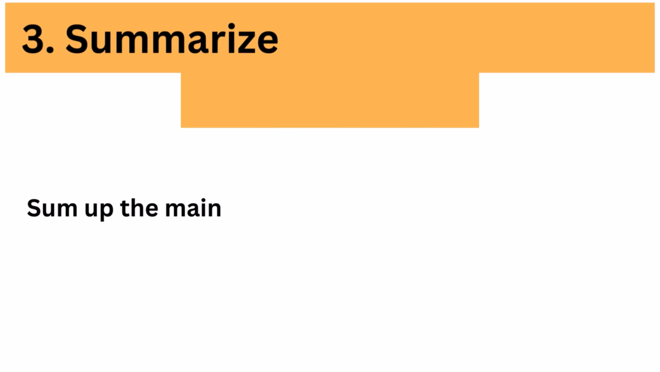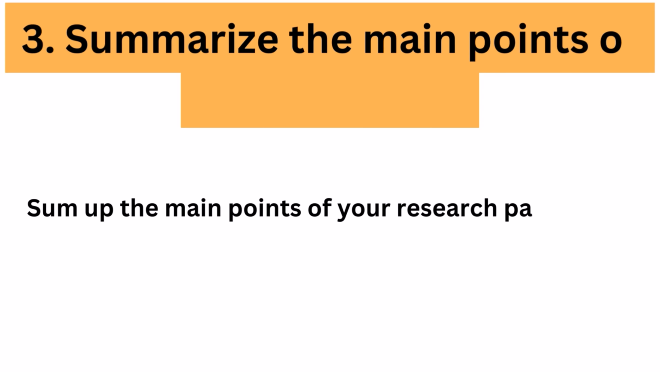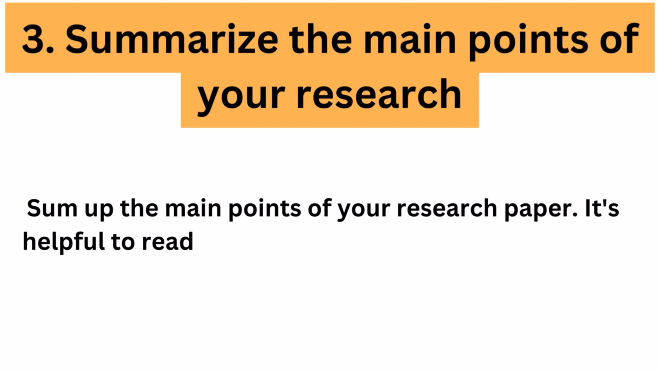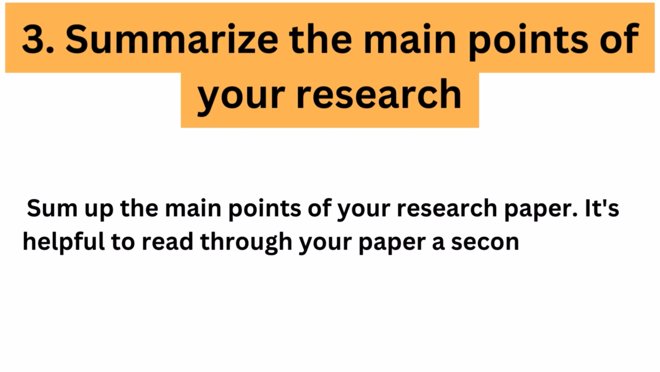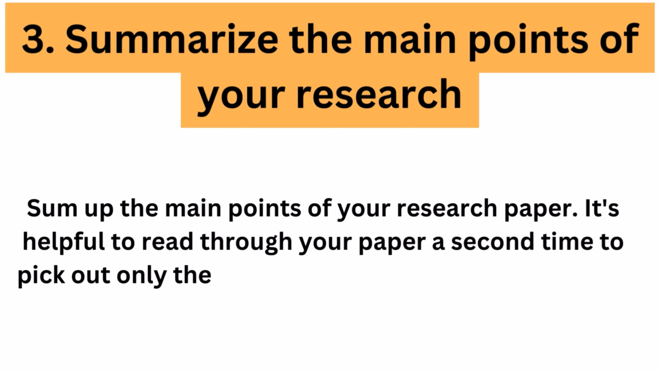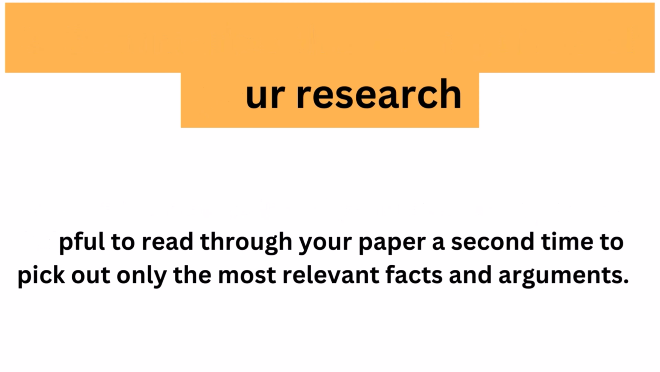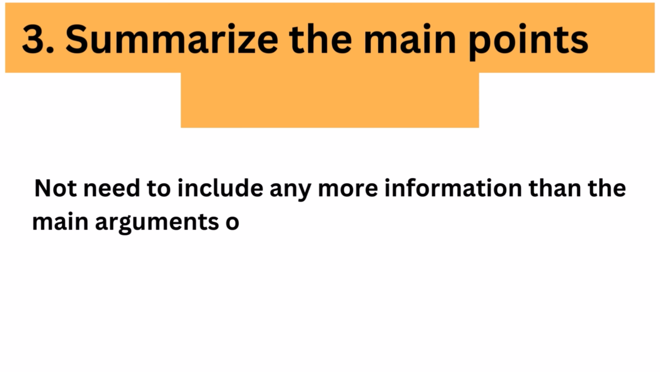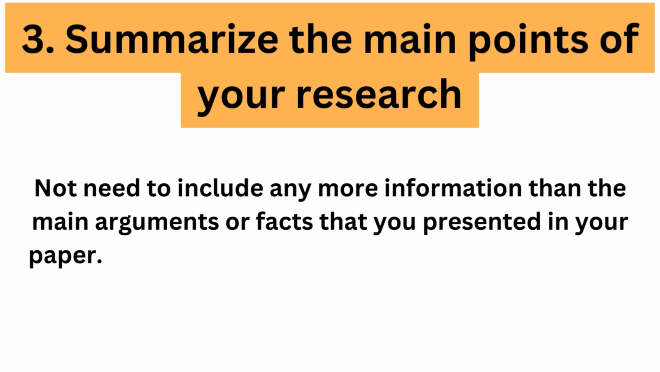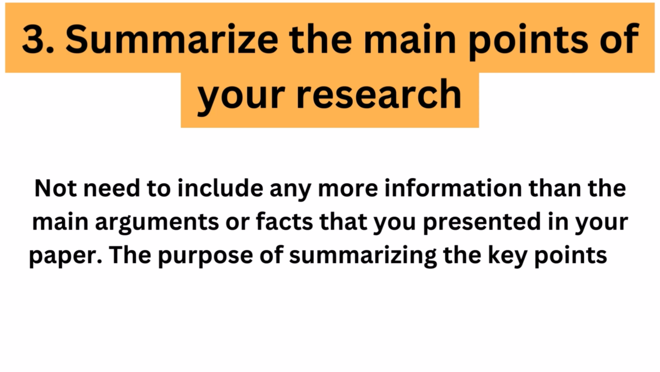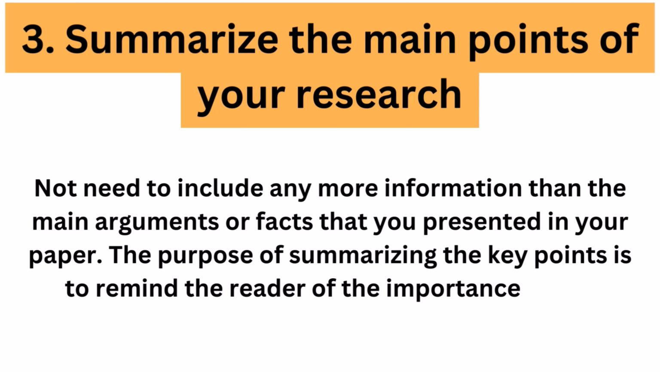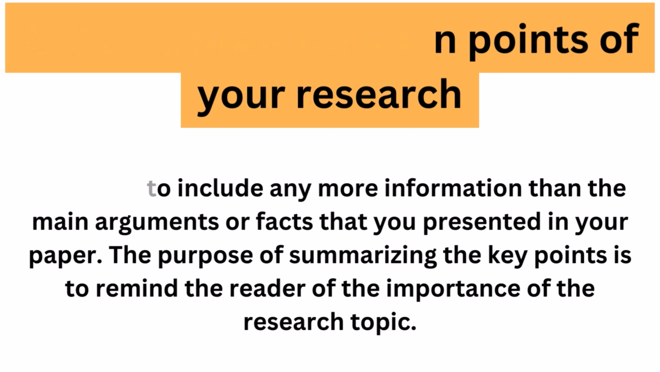3. Summarize the main points of your research. Next, you can sum up the main points of your research paper. It's helpful to read through your paper a second time to pick out only the most relevant facts and arguments. You shouldn't need to include any more information than the main arguments or facts that you presented in your paper. The purpose of summarizing the key points is to remind the reader of the importance of the research topic.